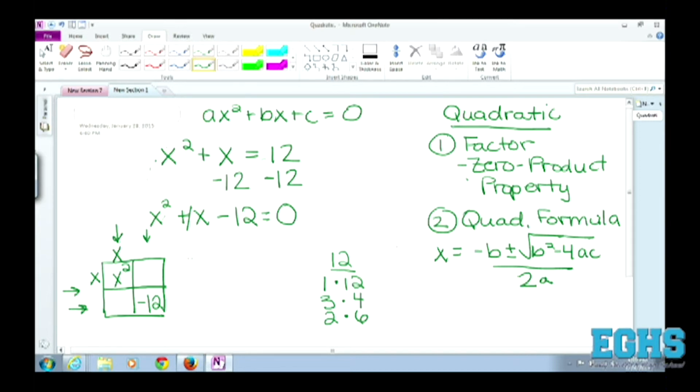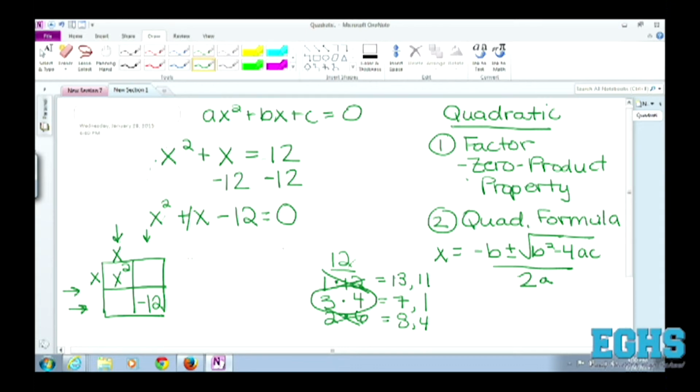So thinking about 1 and 12, if I added them I could get 13. If I subtracted them I'd get 11, so that's not going to work. If I added 3 and 4 together, I'll get 7. If I subtract them, I get 1, so that's a possibility. And then the last pair, 2 and 6: if I added them, I'd get 8. If I subtract, I'd get 4. That's not what we're looking for either. So it's going to be this pair of numbers, 3 and 4.